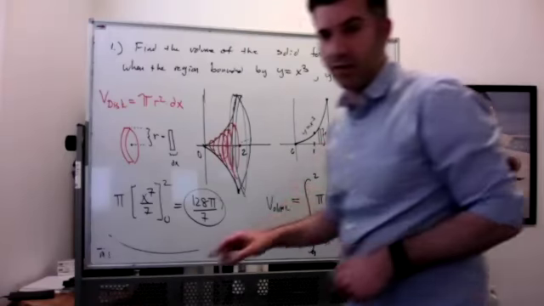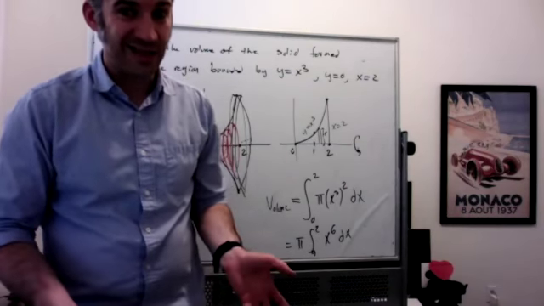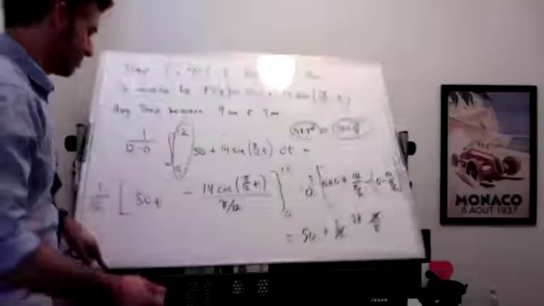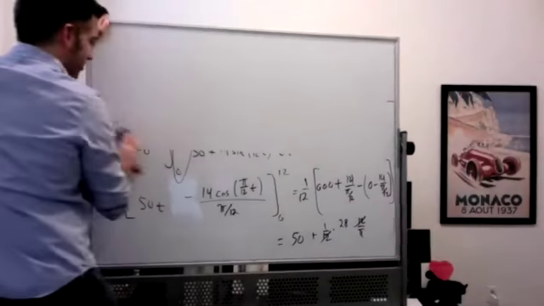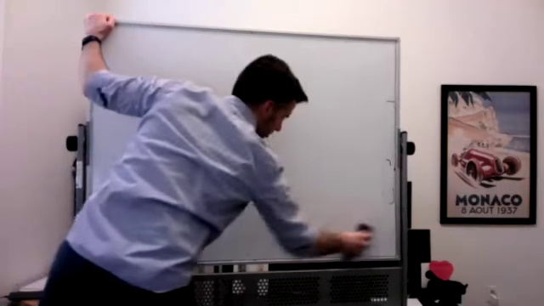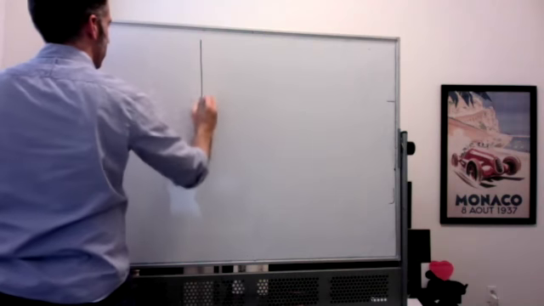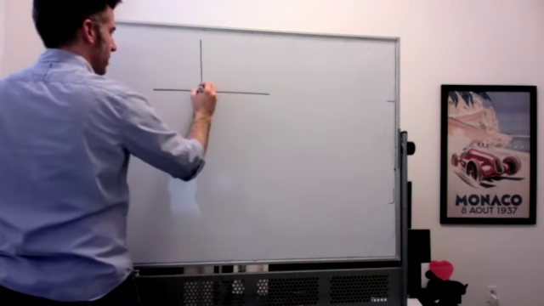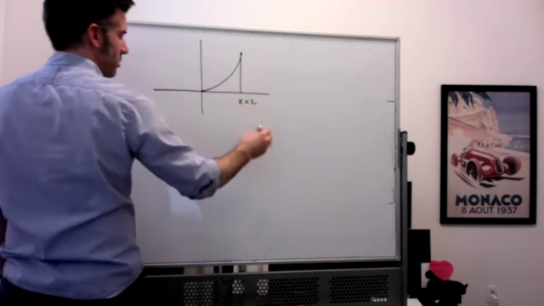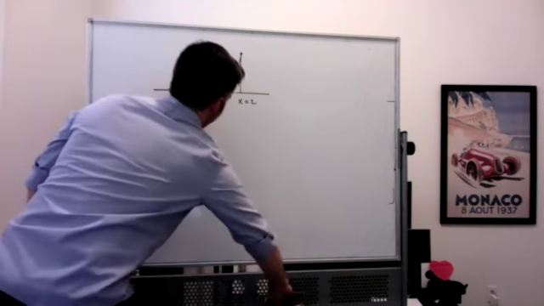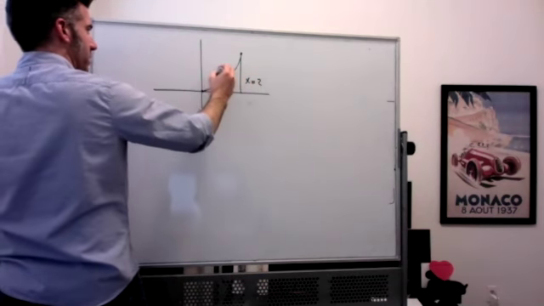Let's actually continue with this example because now I want to ask the question, what if instead we revolve it around the y-axis? Take the same region. Here's my same region. X equals 2. Y equals 0. I guess I could draw x equals 2 over here. And y equals x cubed.